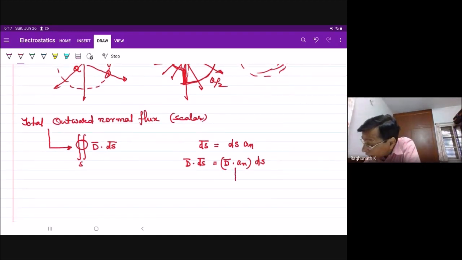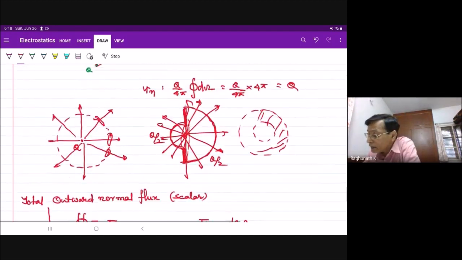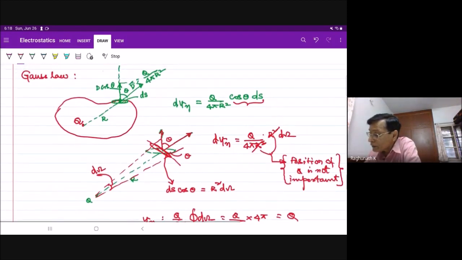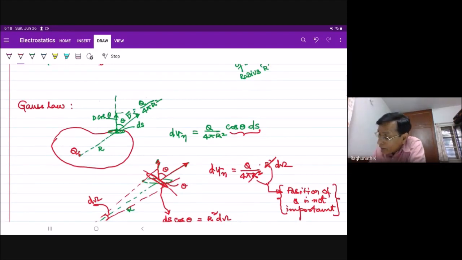What is D bar dot a_n if you want to actually calculate? It is a scalar of magnitude mod D bar into 1 into cos theta. I think I've shown only this, right? In dS, I took D bar, I took the normal component, D cos theta. How can I get it? This is the normal a_n here. D bar dot a_n is what? Definitely modulus of D into cos theta.